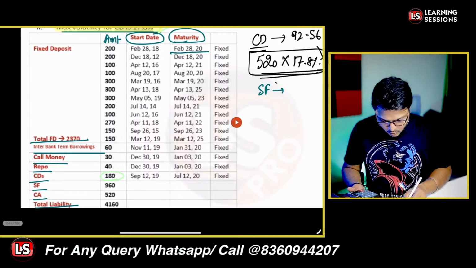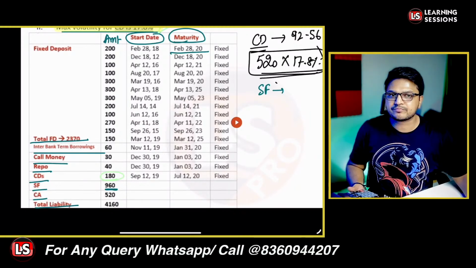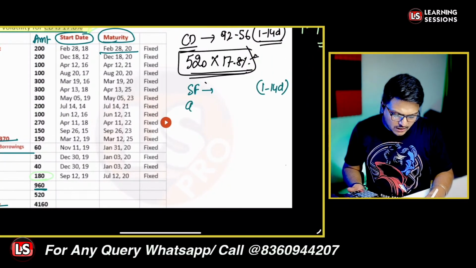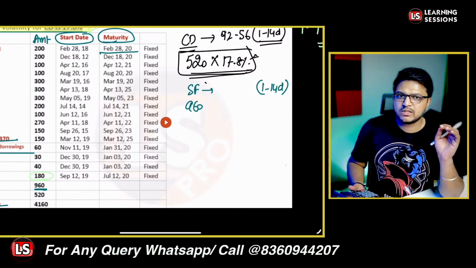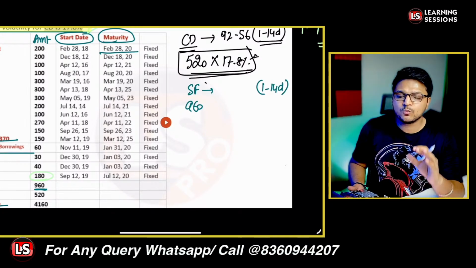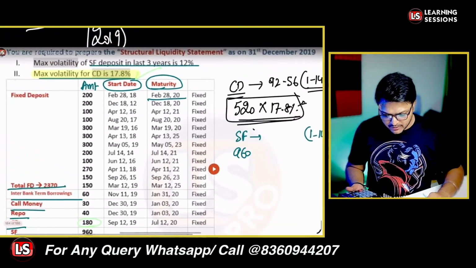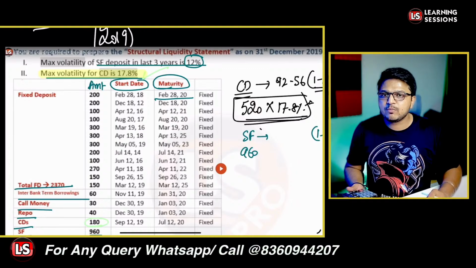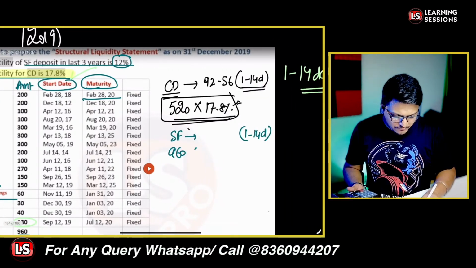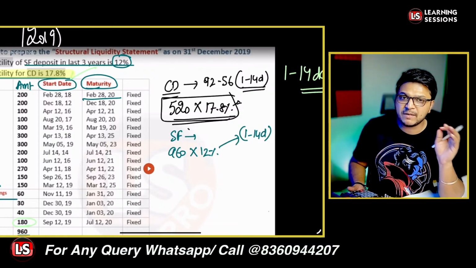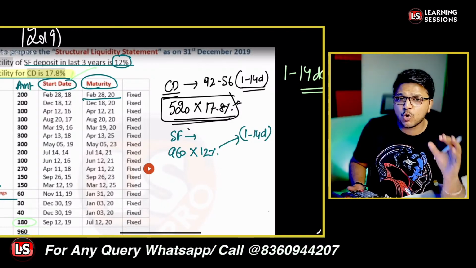Now for the saving fund, the total amount given over here is 960. So we'll be writing 960, but it's the total amount. Now let me tell you one thing: the volatile part would be some percentage, right? The maximum volatility is given to be 12%. So 12% of 960 will be placed in the 1 to 14 days bucket, and the rest of the deposit will be placed in the 1 to 3 years bucket, because that's a core deposit.